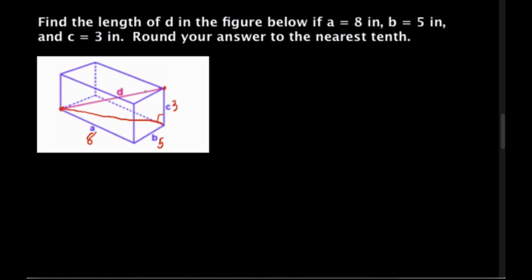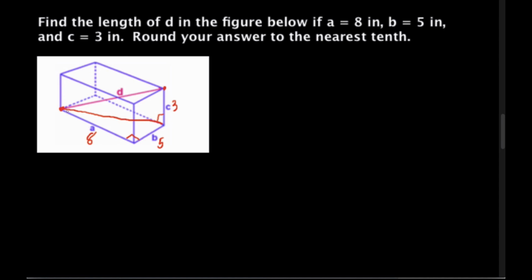So in order to find length d, all we need to know is the lengths of this leg and that leg right over there. The problem is we don't know the length of this leg, but we can find it if we look at the base of the prism and notice that that segment forms another right triangle. So we're going to have to use the Pythagorean theorem twice here. Once to find the length of this segment, and then once we know that length, we can use that segment in this other calculation.